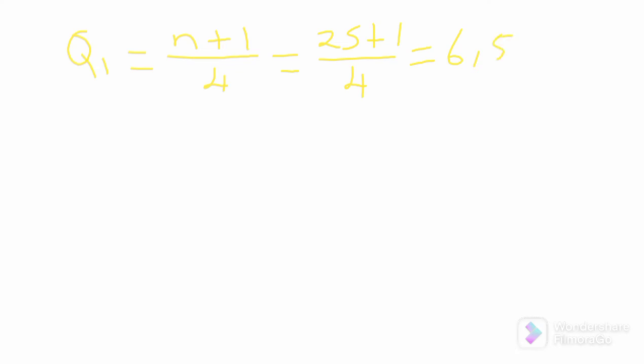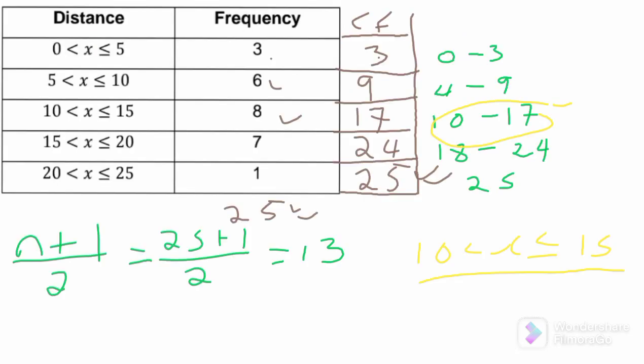So we're going to check where this position lies in the cumulative frequency. Let's go back. We have this information here, and we want to check where 6.5 lies. We can see that 6.5 lies here. We're not going to write 4 to 9, but we check the interval that it corresponds with. So it corresponds with 5 to 10. So that is our answer.